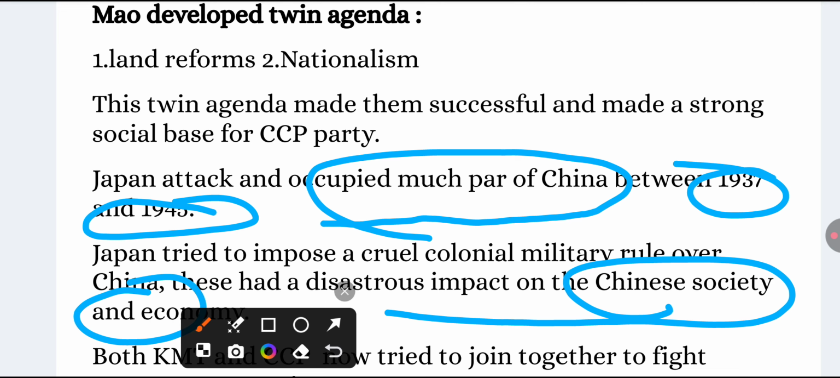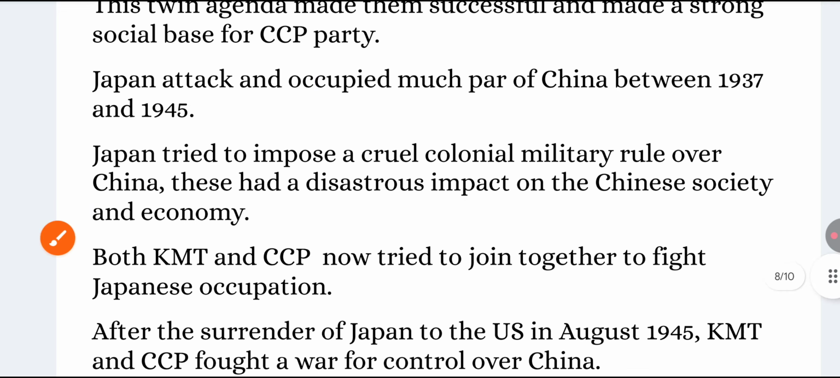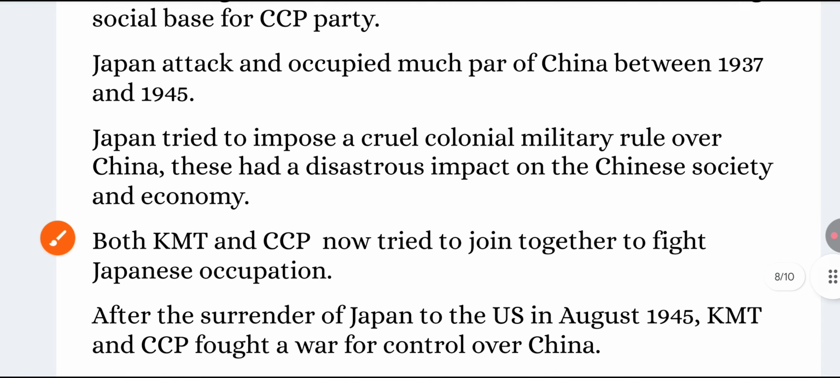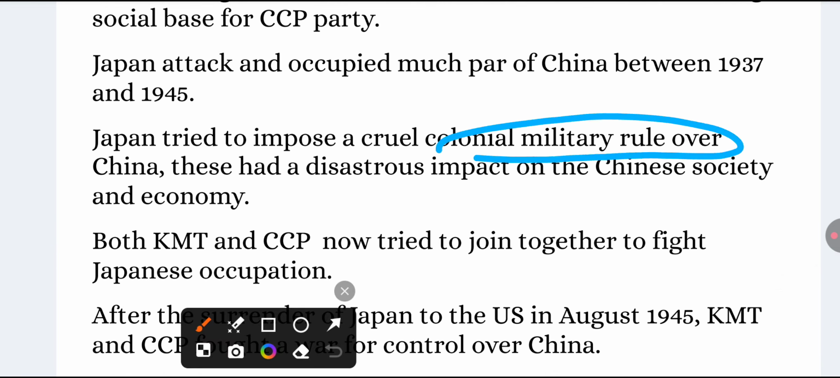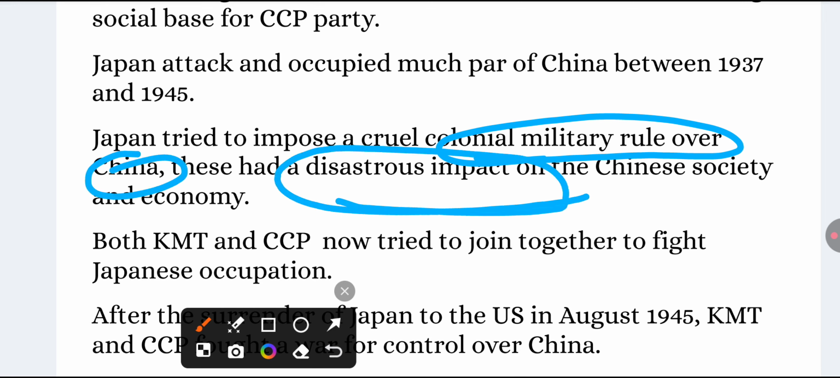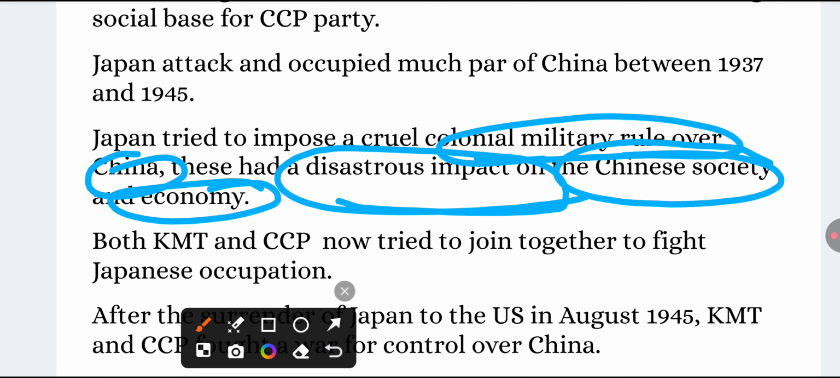Which country's people occupied China? Japan. Japan imposed military rule over China. China was distressed. Chinese society and its economy were lost.